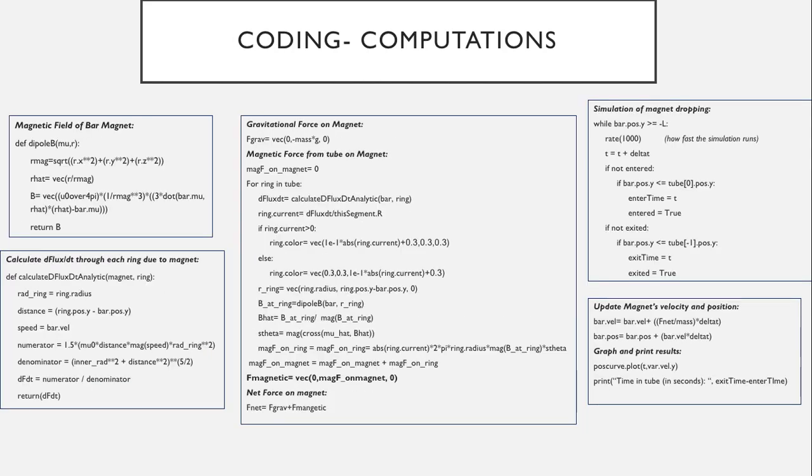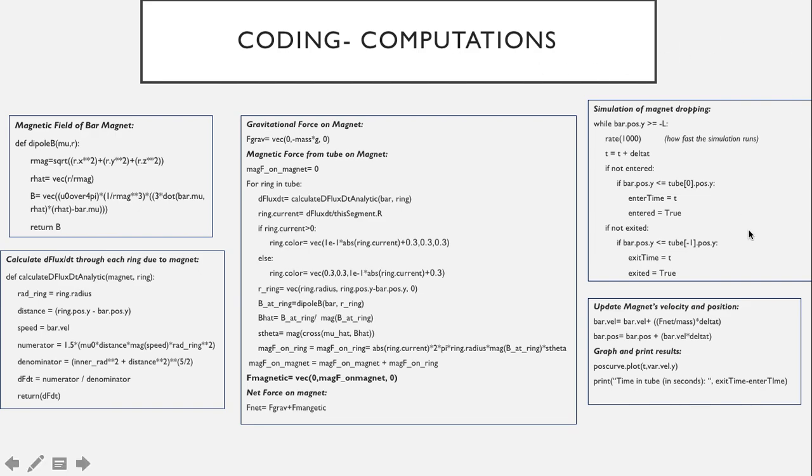And so then we're going to create some computations in here. First, the magnetic field of a bar magnet, and then the derivative of magnetic flux with respect to time through each ring due to that falling magnet. And then we're going to also need to know the gravitational force on the magnet, and then we can use the magnetic flux formula to find the magnetic force on the magnet and add the gravitational force and magnetic force to find the net force.